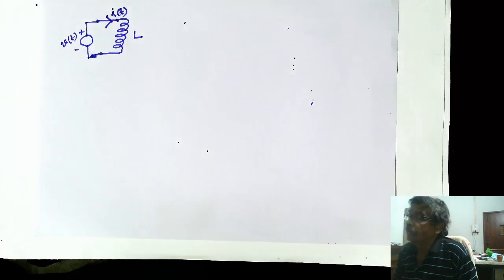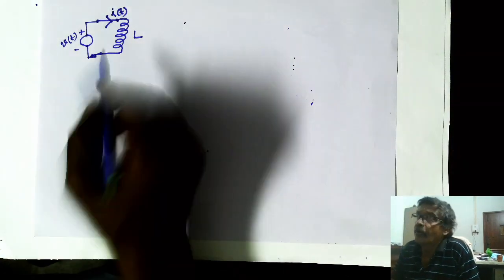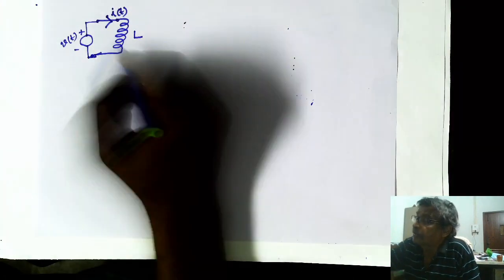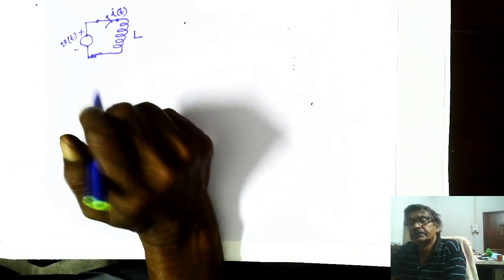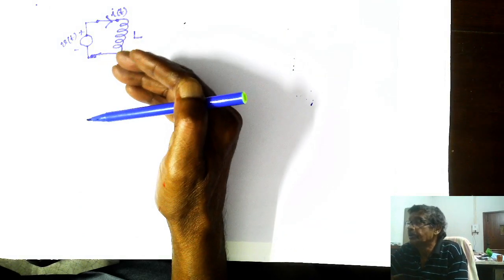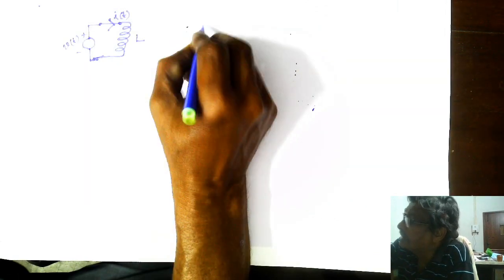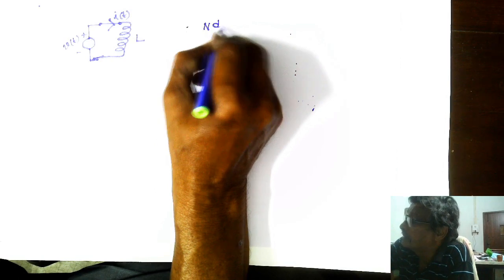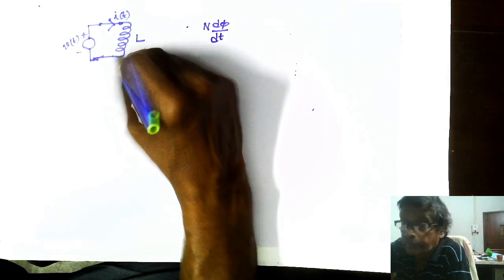Now, if it draws a time varying current, there will be flux produced as this coil carries current, and that flux too will be time varying, and Faraday's law tells us that there will be an induced voltage across the coil. What is the value of the induced voltage? Its value will be N d phi by dt, the voltage induced between these two poles. This is not a supply voltage.